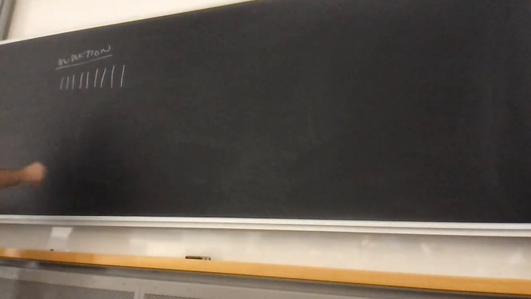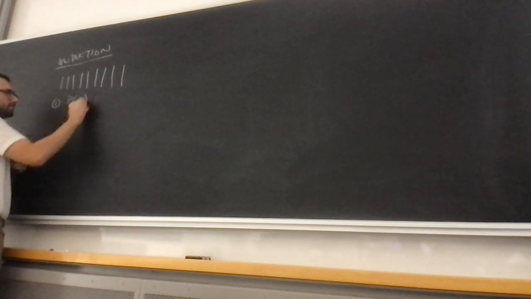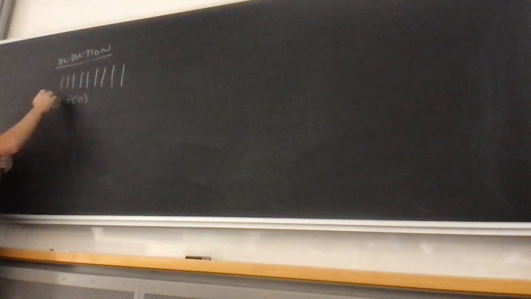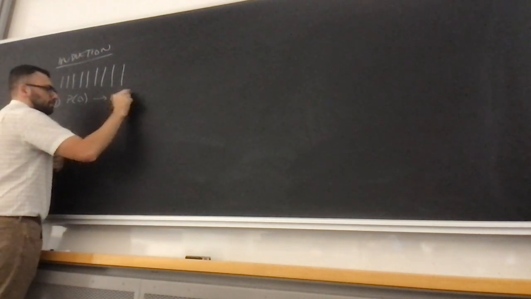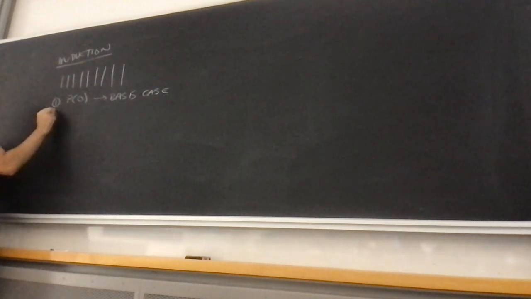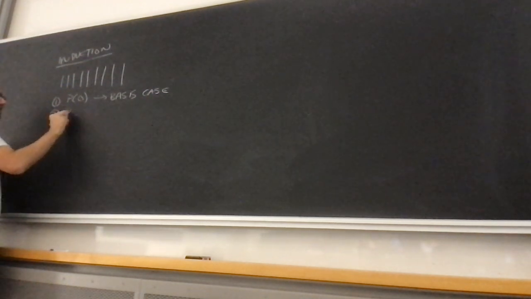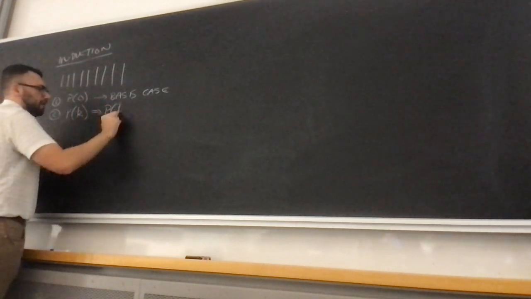So in math, this is the same thing for induction. The first thing is you want to show that P of 0 is true. In other words, that the first domino is going to fall. This is usually called a basis case. The second thing you want to do is you want to show that if P of k is true, that implies that P of k plus 1 is true.